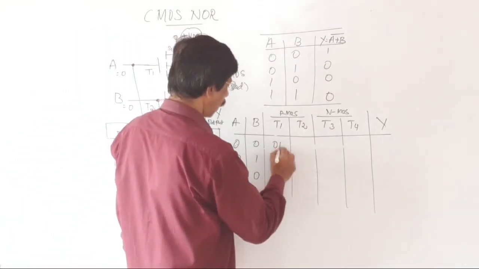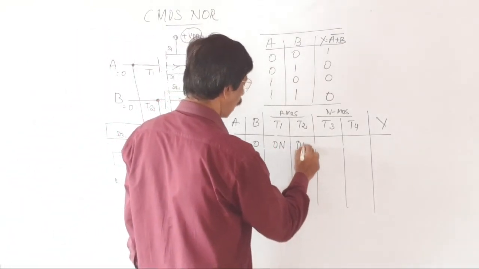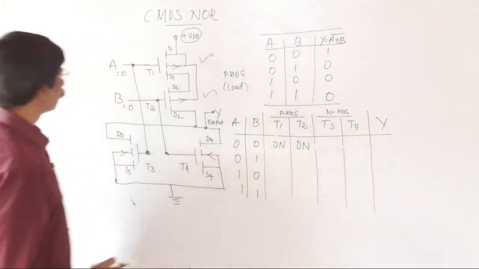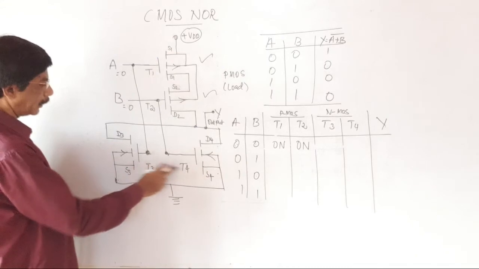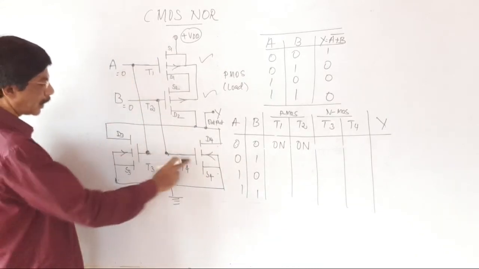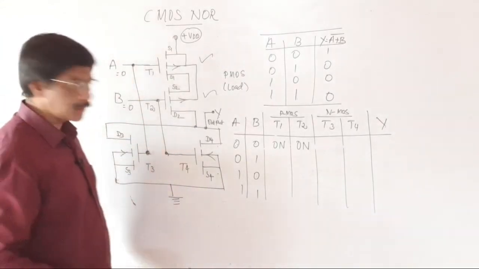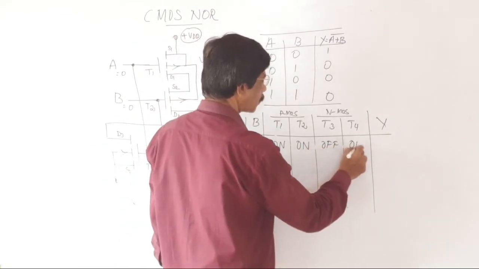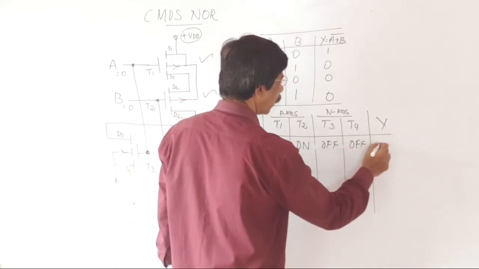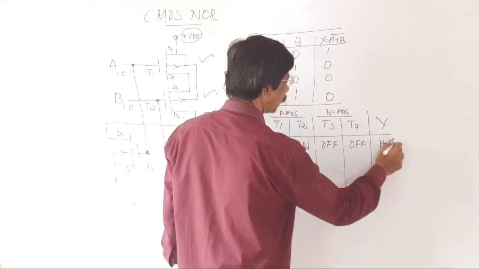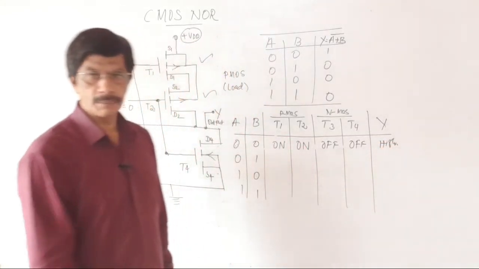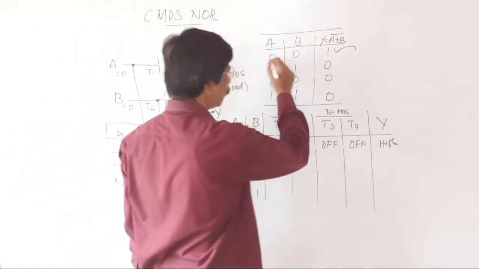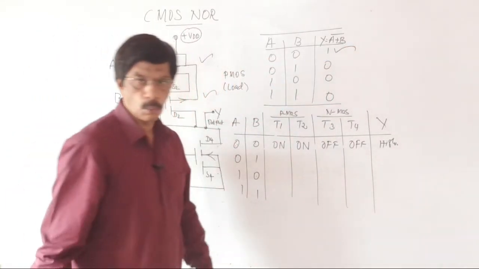T1 is on now, T2 is on now. But in the case of T3 and T4, both inputs are 0, 0. Definitely it is off condition. T3 is off, T4 is also off. The Y output is equal to high. This is the first line of the truth table that satisfies this truth table: A is 0, B is 0, output is equal to 1.